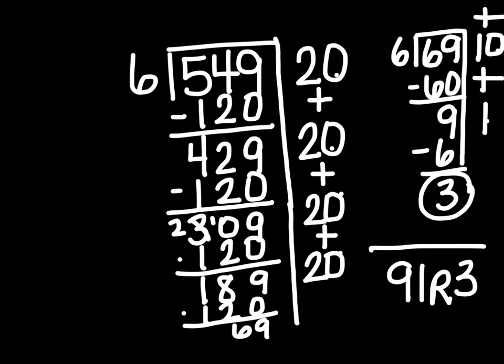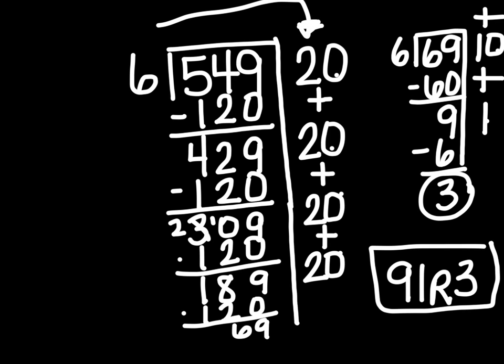91, remainder 3. Now you're going to notice that it took me a little longer to get through this problem, but what I want you to notice is that with this algorithm, you're using friendly numbers. Look at all these numbers right here. Those are numbers I simply knew by mental math, and I was able to utilize them throughout the entire problem.